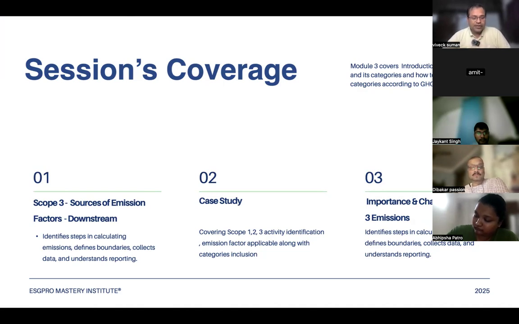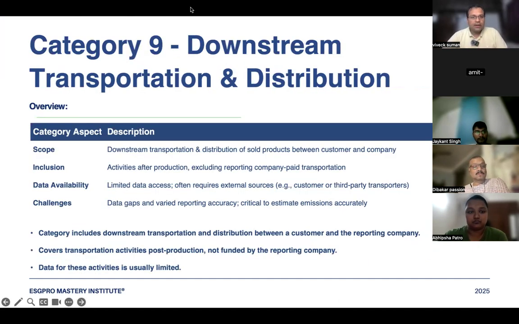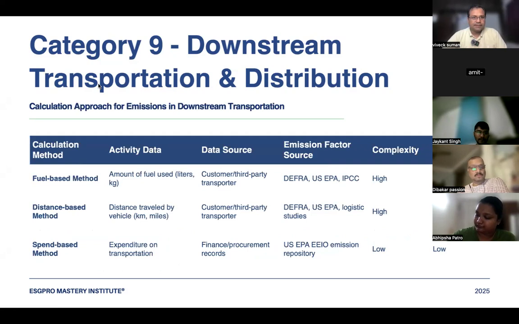So sources of emission factors, again, we will look into same way what we did previous time. Okay, let's just start with category 9 now. Is my screen visible? Yes. Okay.